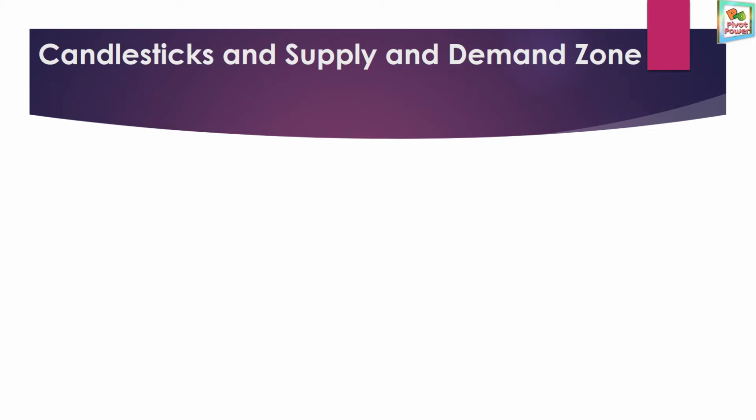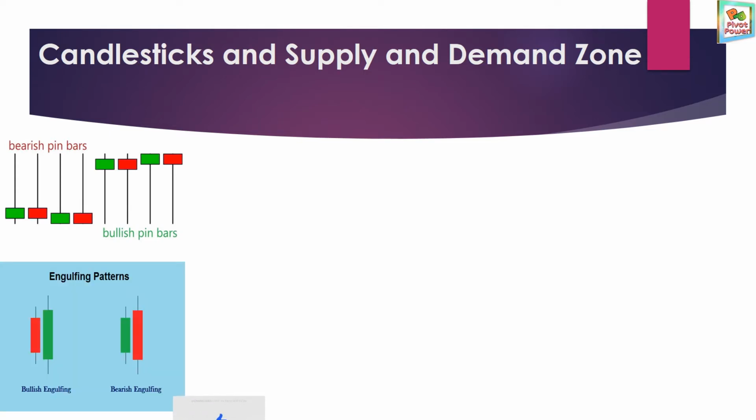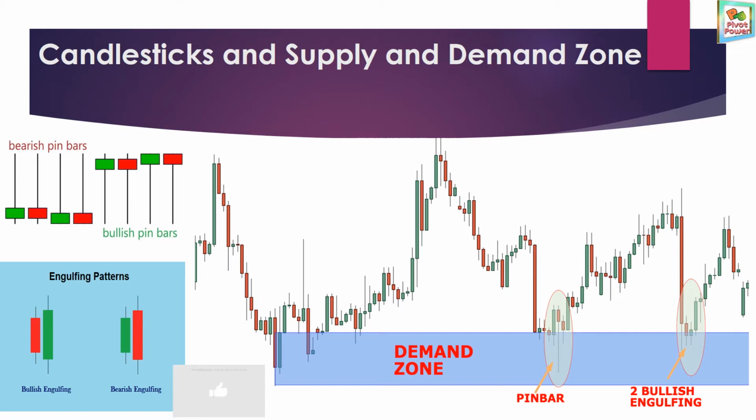Candlesticks and supply and demand zones. A very important element of supply and demand trading is the use of candlestick charts in conjunction with it. The two most important candlestick patterns used in conjunction with supply and demand levels are the pin bar and the engulfing pattern. The majority of traders using supply and demand zones will be looking for rejections or confirmation of these levels.